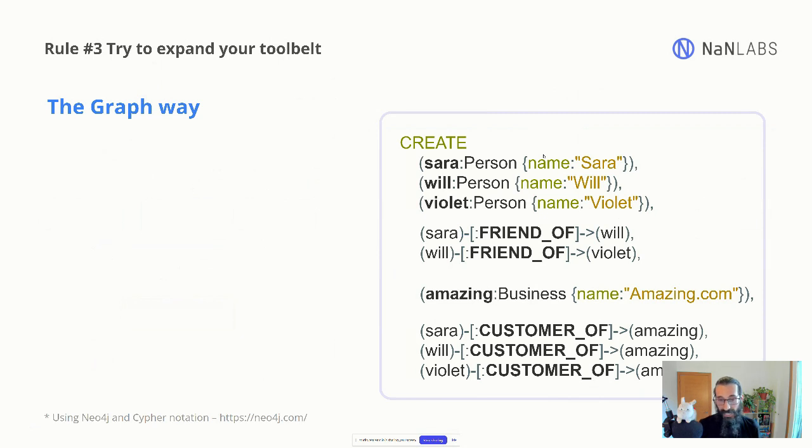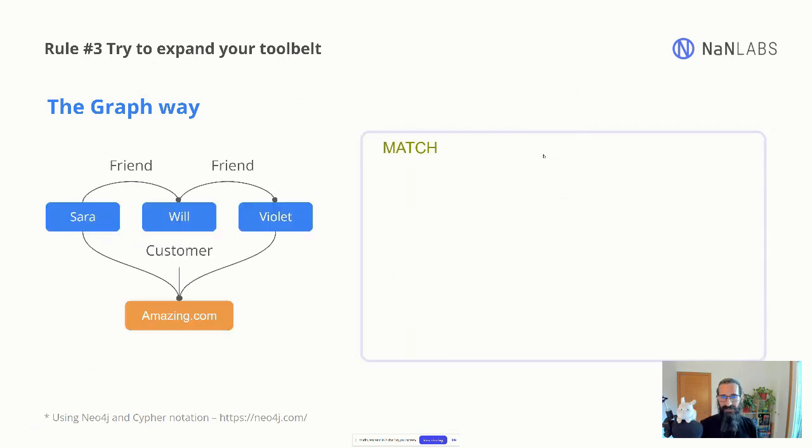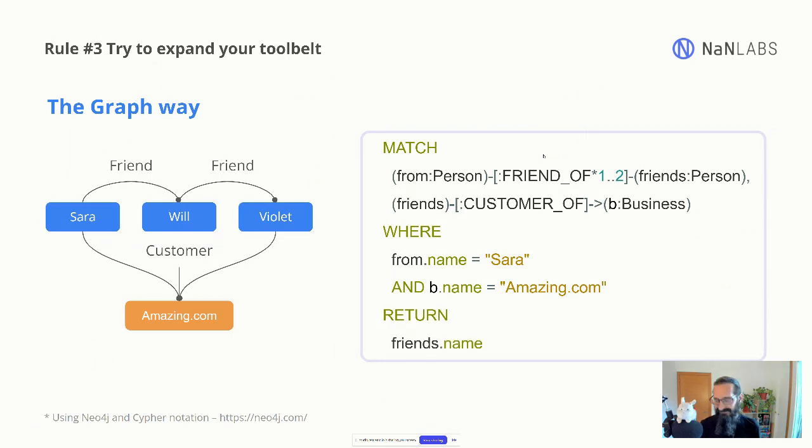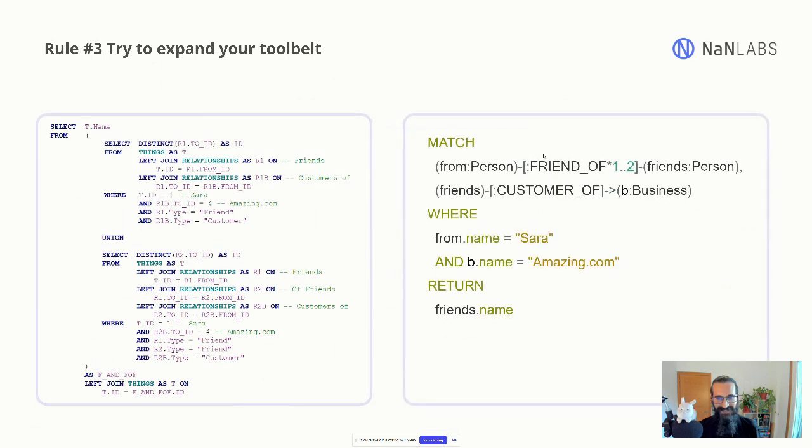But let's try to answer the question actually. So you might have something like this. You start from a person, travel the friends, that one or two is just two levels of indirection. You link the friends with the businesses that they're a customer of, and then you add the filters. You start from the person whose name is Sarah, and you make sure that all the friends are also customers of amazing.com, and you return the name. And let me put it in comparison to make it more visual. I even had to shrink the size of the font to make it fit into the image.